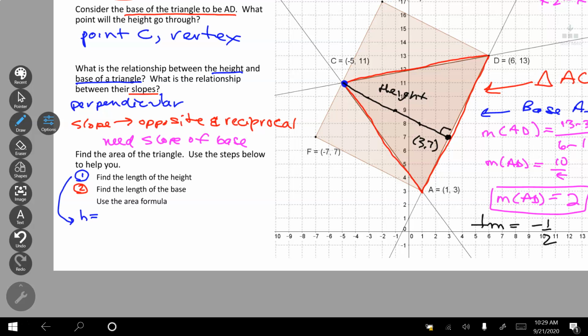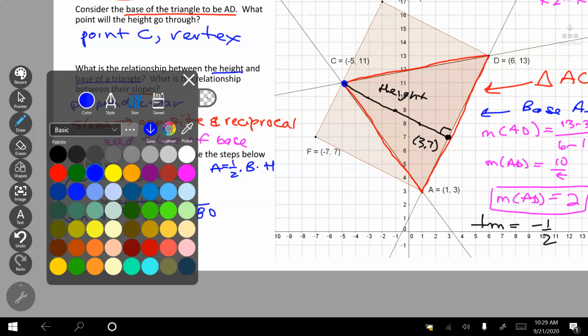So when I find the area of the triangle, my formula for area is 1/2 times base times height. So I need the height, I need the base, and I can multiply them together and take half of that. So the height is this distance right here. I'm going to use the change in x squared plus the change in y squared, the distance formula. My change in x is 8 squared plus my change in y is 4 squared. I take the square root of all that. I get the square root of 80 is my height.